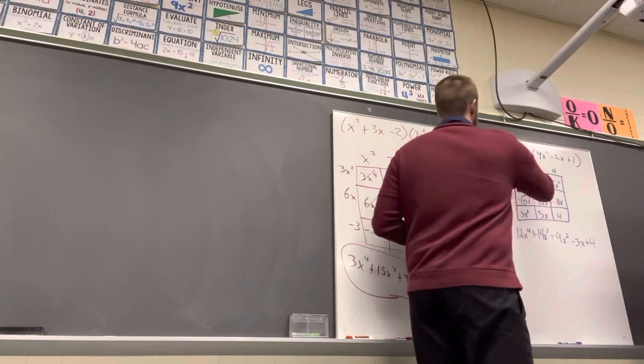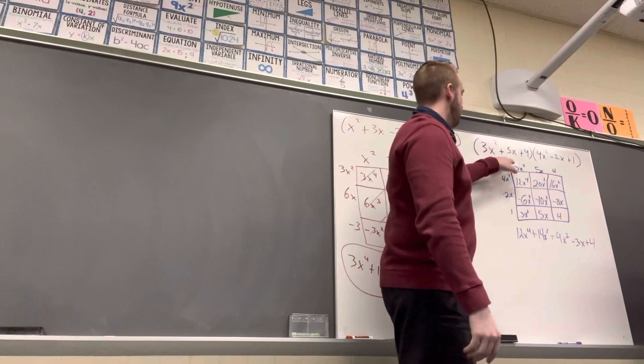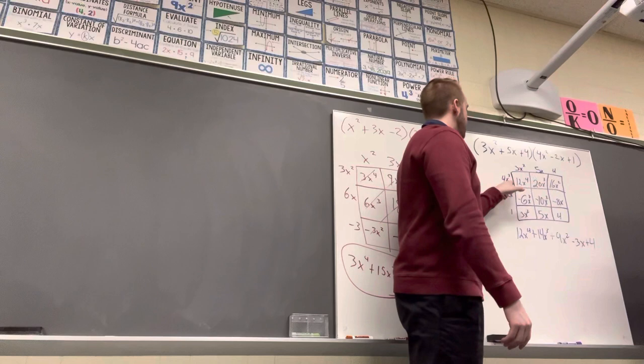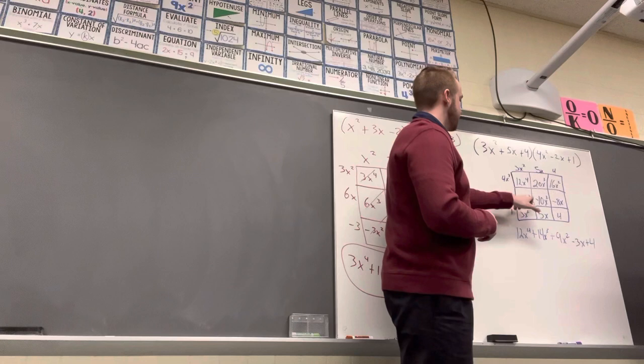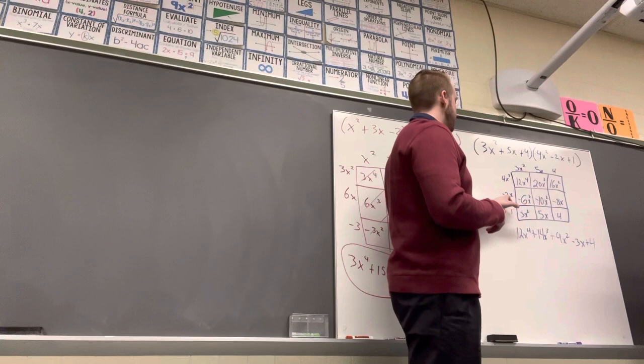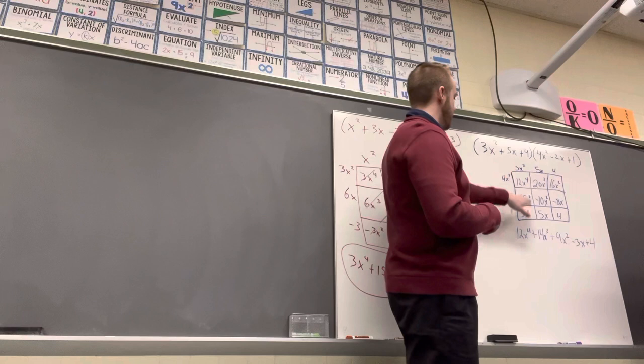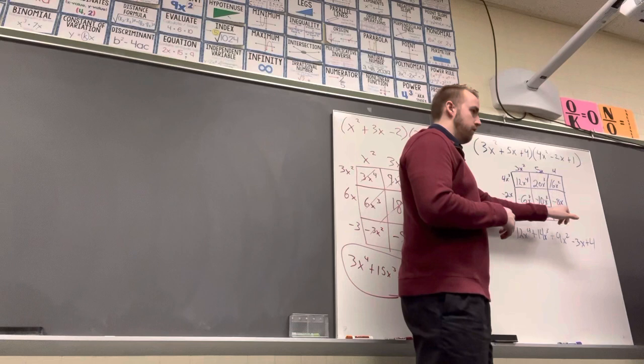So good. First box, she multiplied them, got 12x to the 4. Went to the second box, 4 times 5 is 20. X to the second, x to the first, moved to x to the third. And then she did 4 times 4, which gave her 16x squared. Good. Negative 2 times the 3 gives you negative 6x to the third. Negative 2 times the 5 gives you negative 10x squared. And negative 2x times 4 gives you negative 8x. Good. And the last one, 1 times 3x squared gives you 3x squared. 1 times 5x gives you 5x. And 1 times 4 gives you 4.